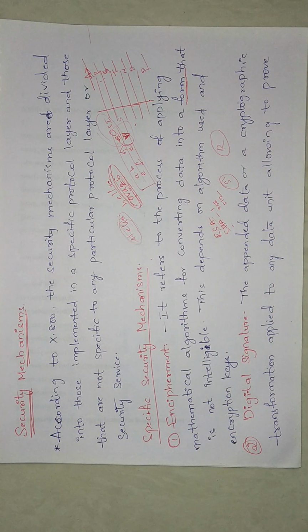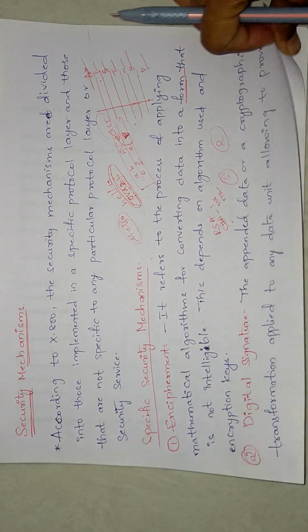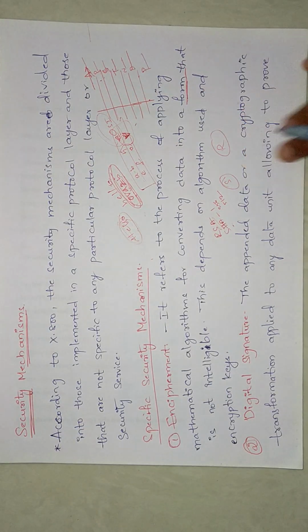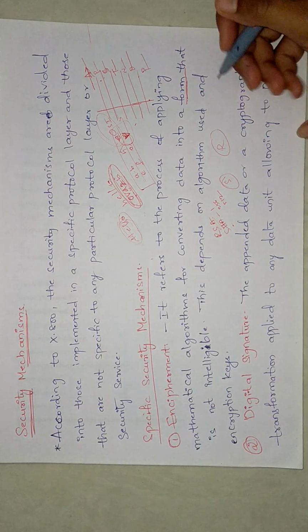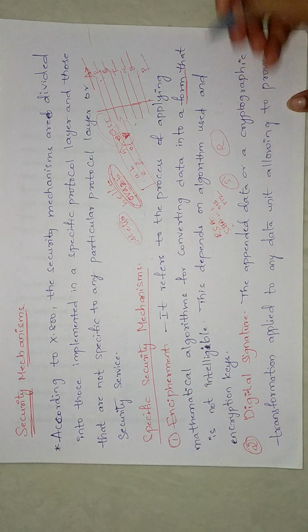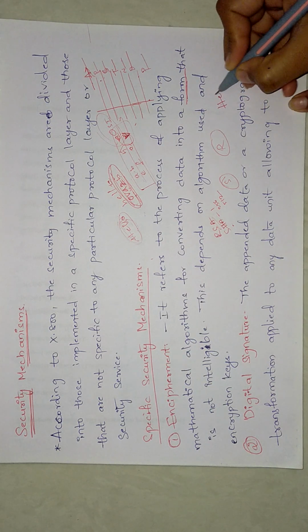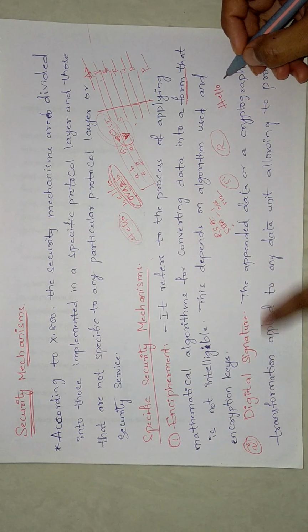And digital signature: this is appended to the original data, or is a cryptographic transformation applied to data, allowing us to prove that the original sender is the actual sender or the receiver is the actual receiver. I'll explain this here. We have data, right? The data is hello. Now they will append the digital signature.